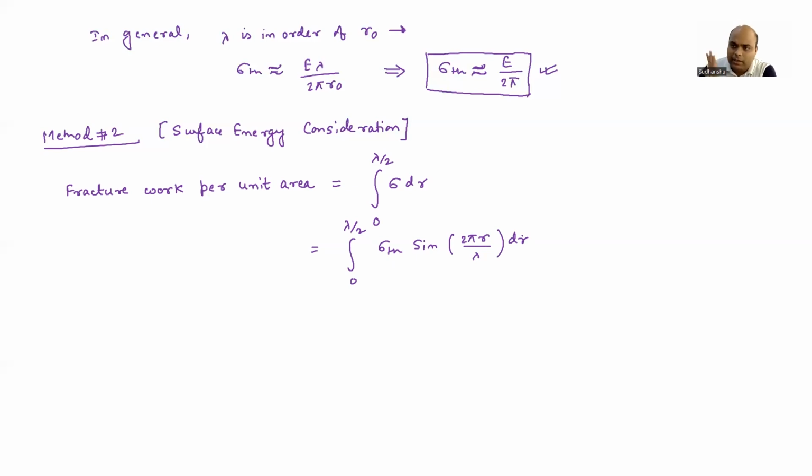And what is the integration? In terms of cos. So we can write this whole equation now as this, and then minus cos of 0 plus cos of 2π/λ into λ/2. So the integration will come out to be like this. And if you solve, it will be σ_th λ/π. So this is the fracture work per unit area.